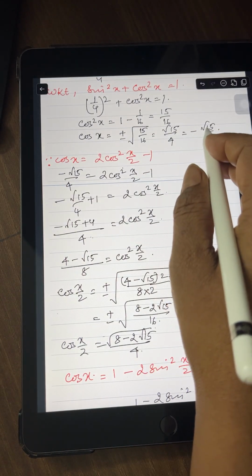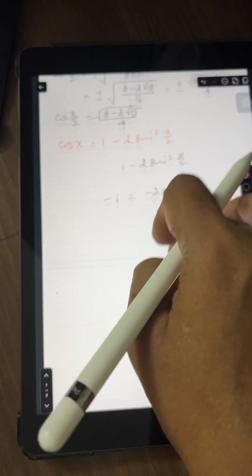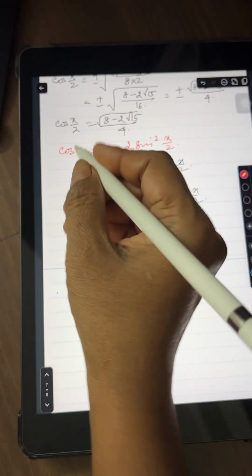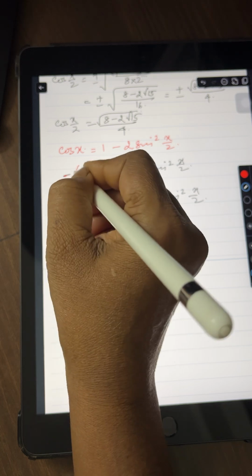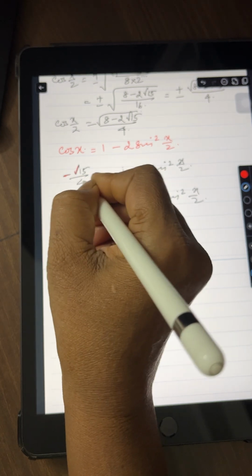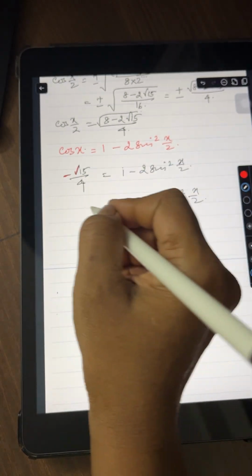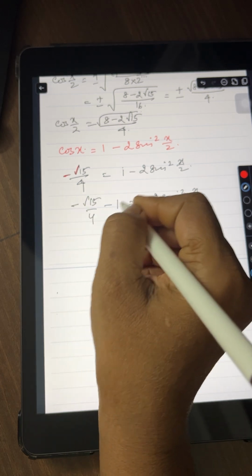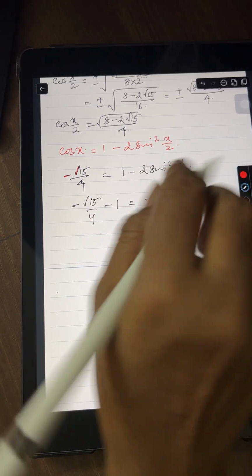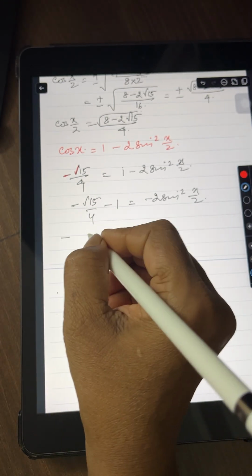Cos x is minus root 15 by 4. That you will have to write here. Minus root 15 by 4 is equal to 1 minus, okay. Minus root 15 by 4 minus 1 is equal to this. Okay, now you can solve.